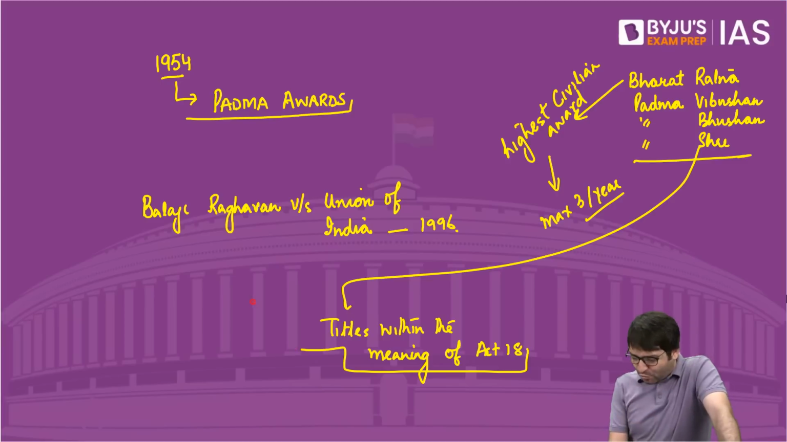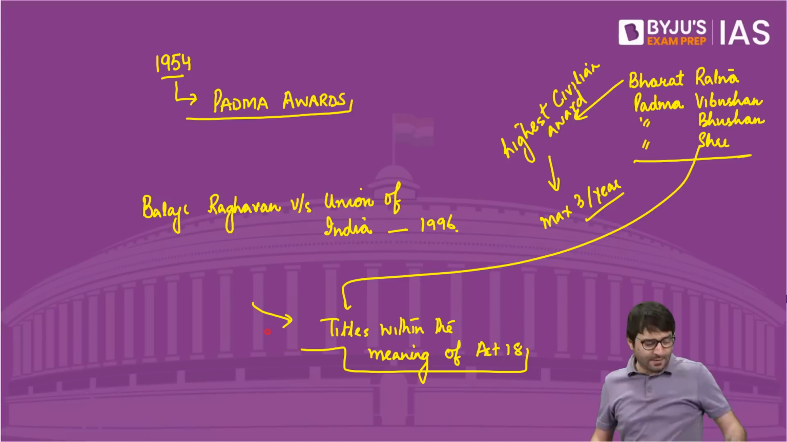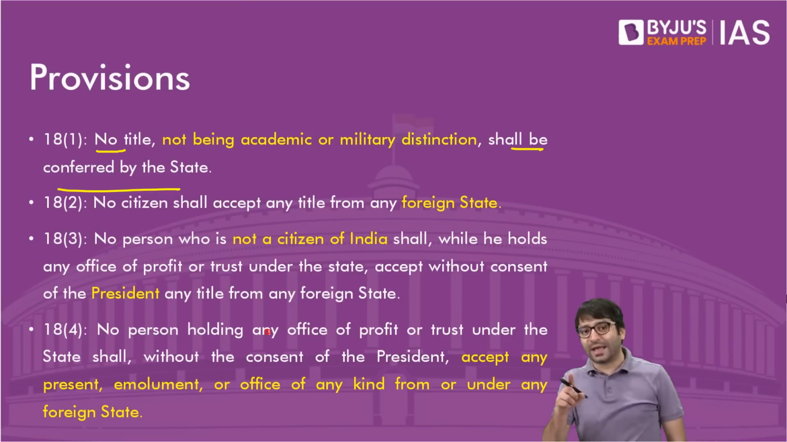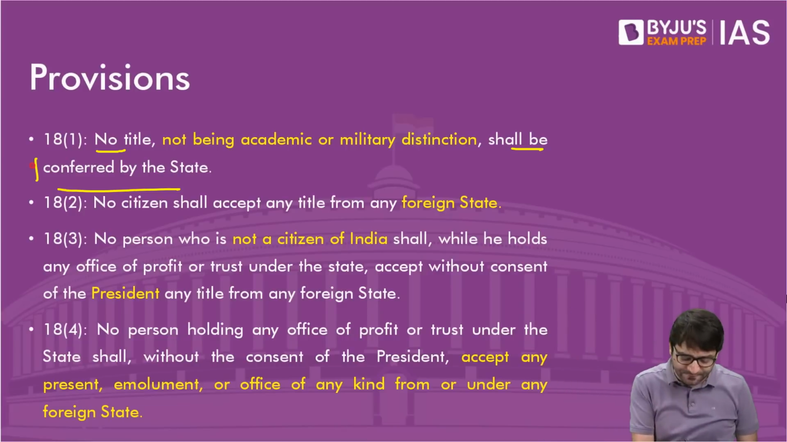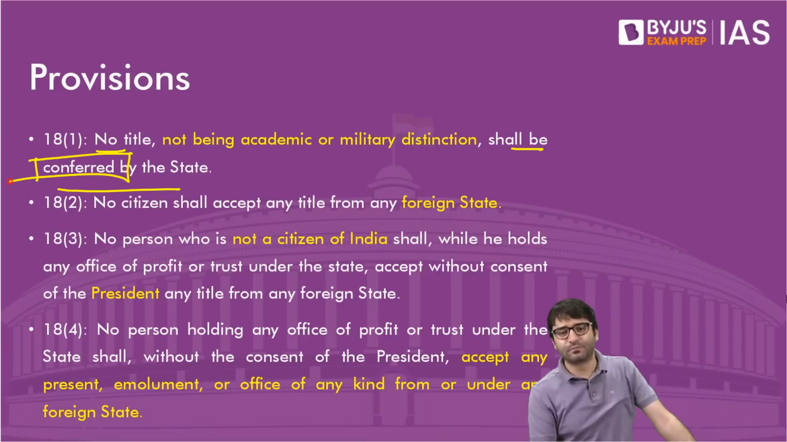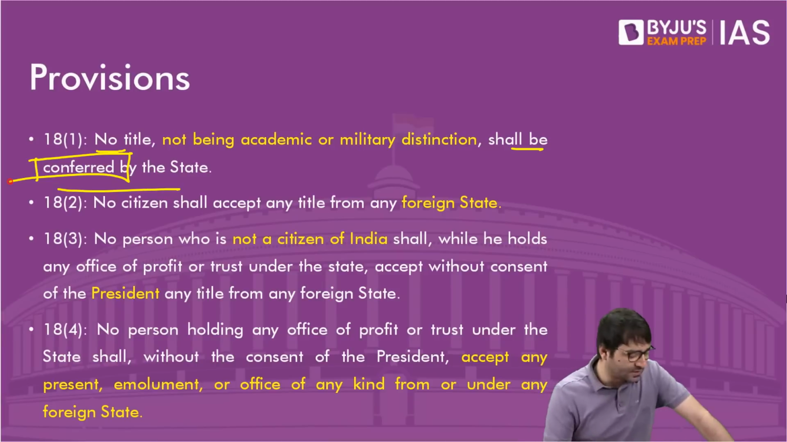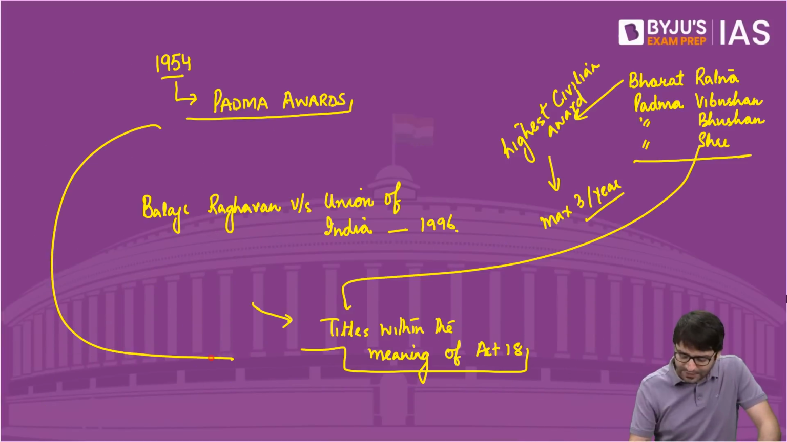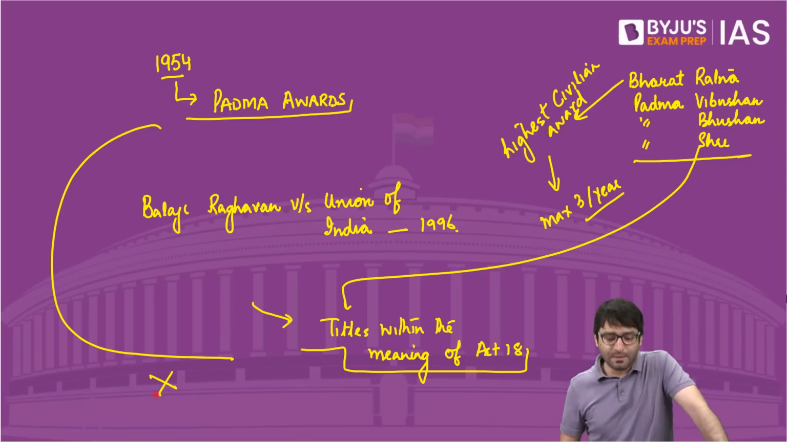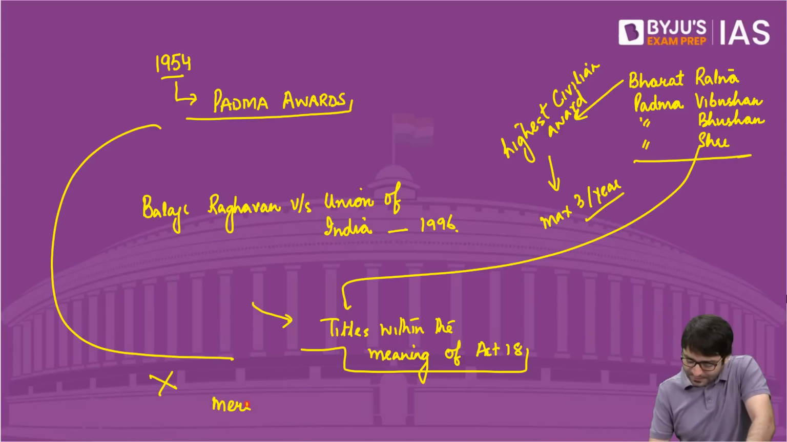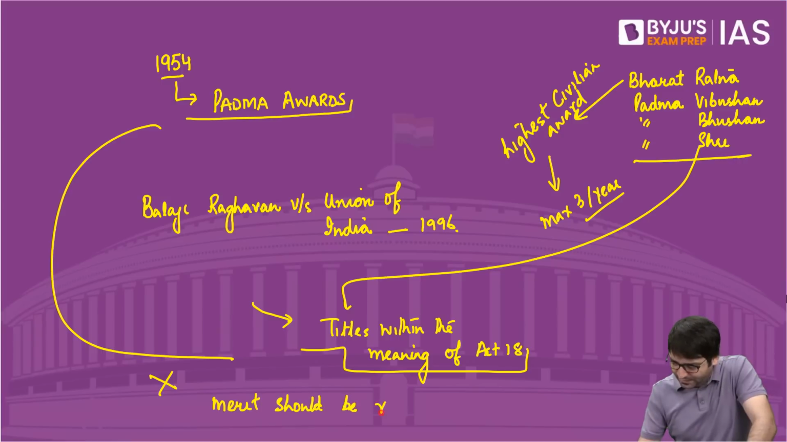Ultimately, the matter went to the court. The court was asked, is this not a title within the meaning of Article 18? Because Article 18 says no title except an academic title and a military title, no other title can be conferred by the state. The Supreme Court said no. These Padma Awards are not titles within the meaning of Article 18, because merit should be recognized.